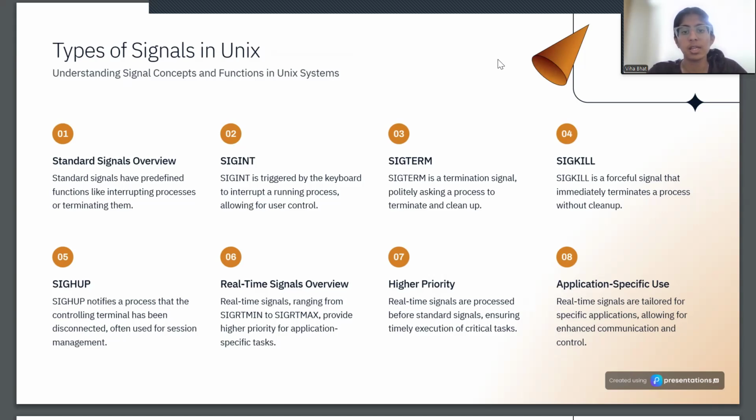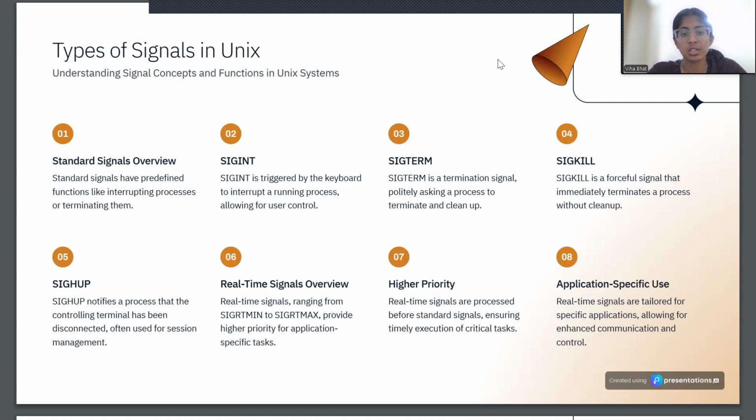Next is SIGTERM. SIGTERM is a termination signal, politely asking a process to terminate and clean up. Next is SIGKILL. This is a forceful signal that immediately terminates a process without any cleanup. Next is SIGHUP. SIGHUP notifies a process that the controlling terminal has been disconnected, often used for session management.